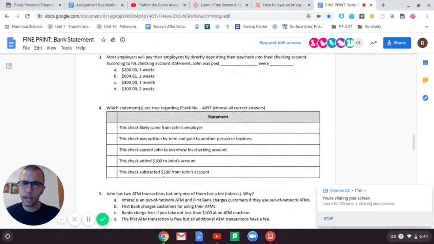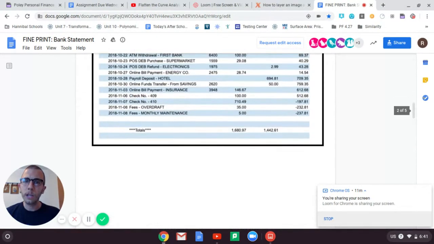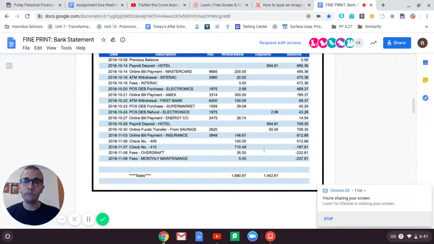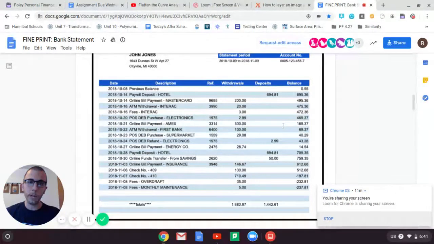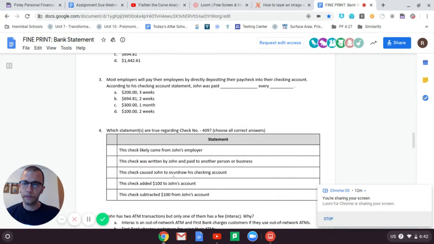Next thing, this check caused John to overdraw his checking account. Is that true? Well, how can we figure that out? Which column should we look at? That's right, we want to look at the balance column. When this $100 came out, that lowered his balance to $512.68. You'll see he was previously at $612.68. Take $100 away from that, he's now at $512. So he did not overdraw. Not at all. So that one again is not true.